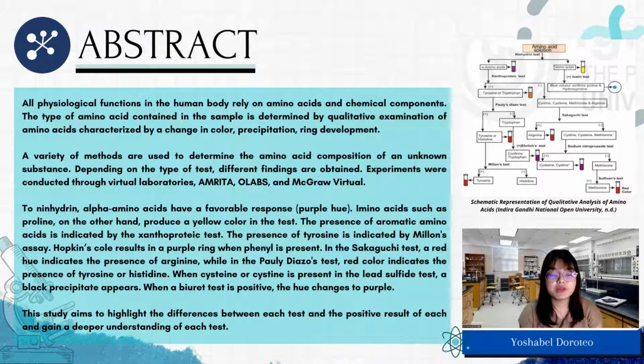For example, Millon's test gives a positive result if tyrosine is present in the sample, or the Hopkins-Cole test, wherein a purple ring appears if tryptophan is present. With that, this study aims to highlight the differences between the tests and the different positive results of each. Lastly, it aims to gain a deeper understanding of each of the tests and their different uses.